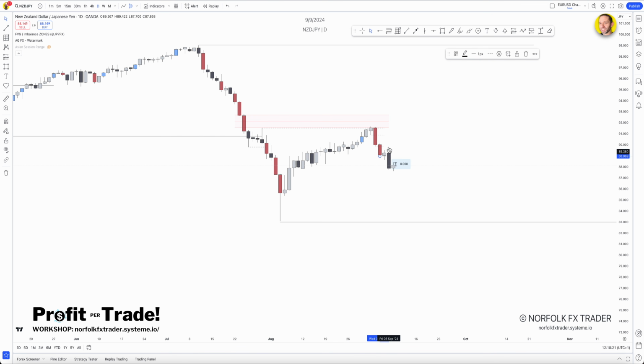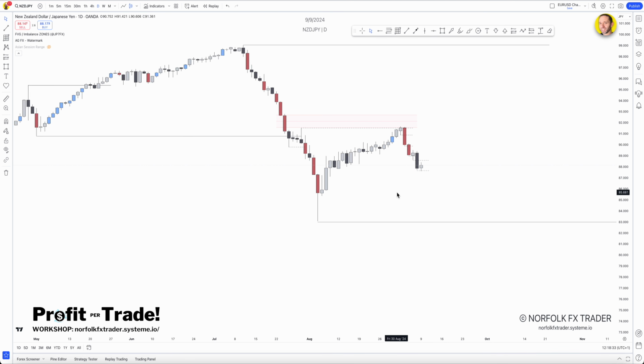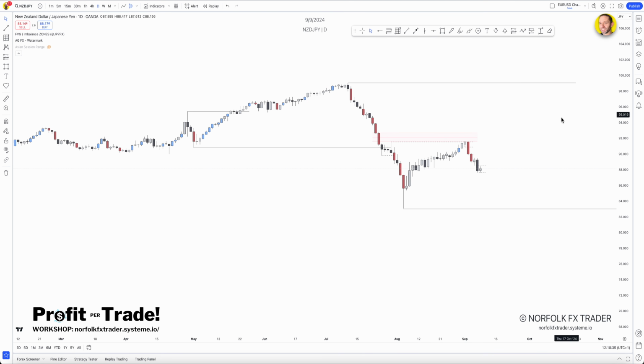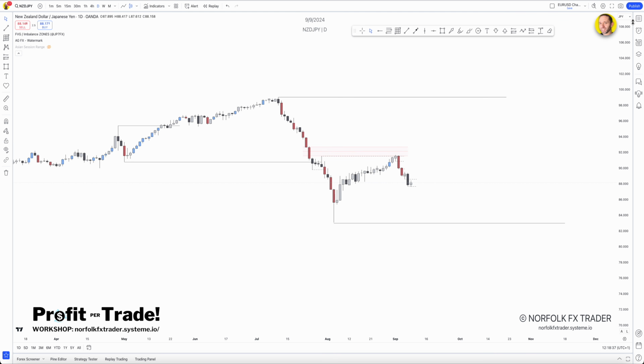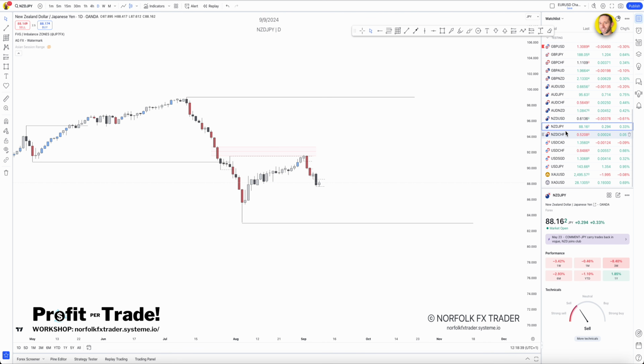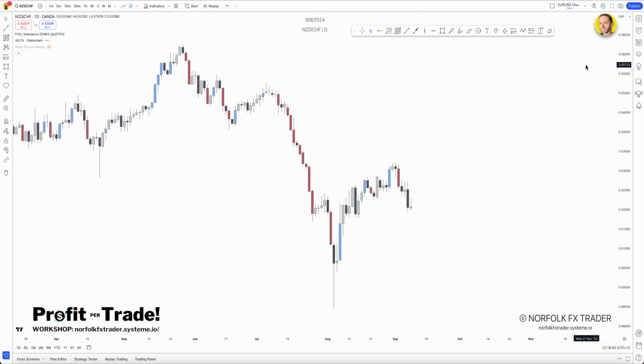So again, this one failed to run higher after the sweep, and we continue to run bearish. So we're just looking again for the run lower. That's already happened. Could be another potential inside candle like this before we run lower once again. So our bias is bearish on the New Zealand Japanese yen. Let's look at the next pair, and that's New Zealand Swiss franc.